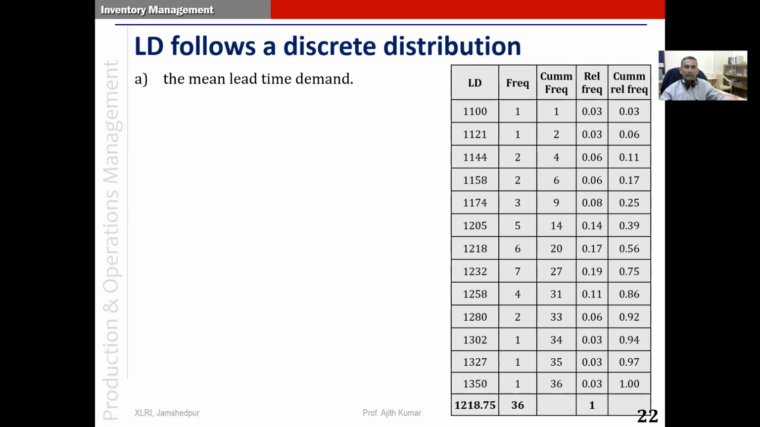The mean lead time demand calculation is very straightforward. We just take the set of lead time values and compute a weighted average using the frequency values as the weights. So when we do that, we get the mean lead time demand as 1218.75.